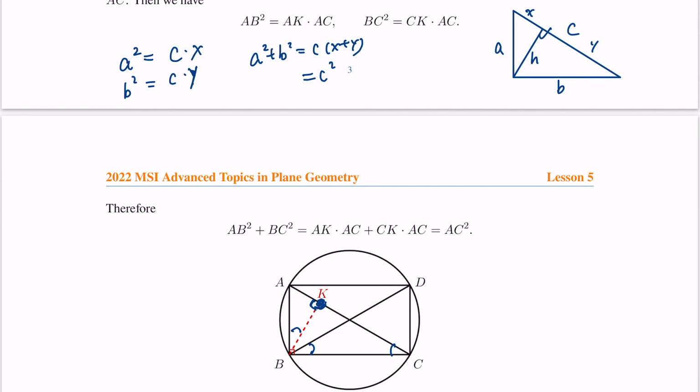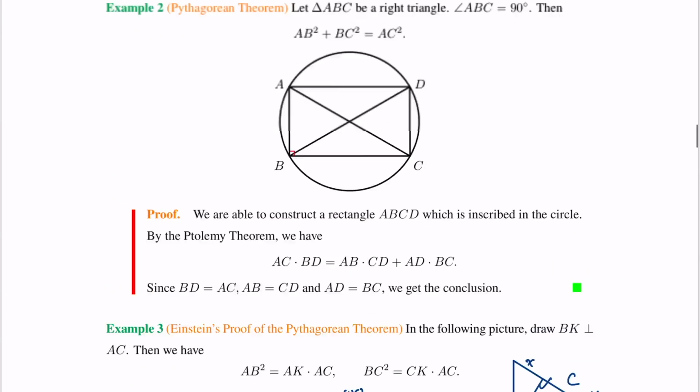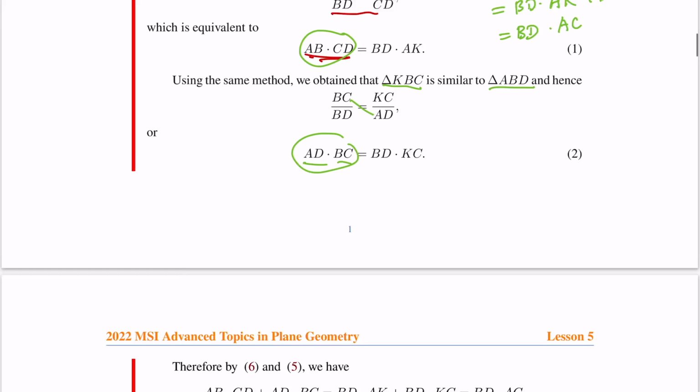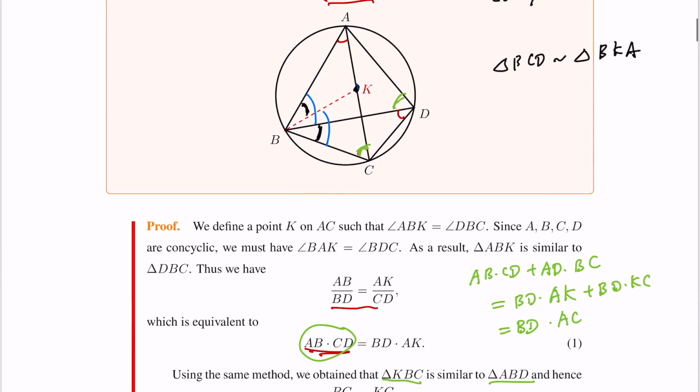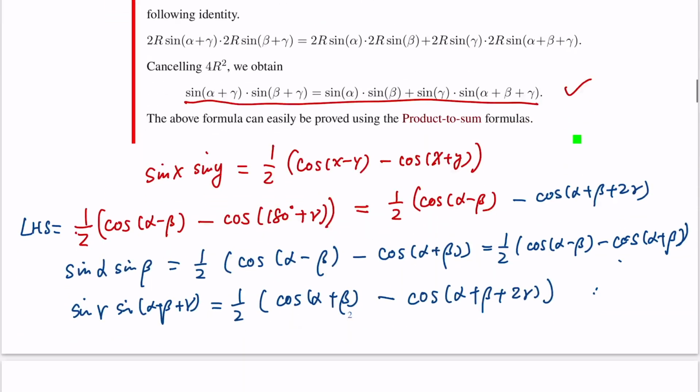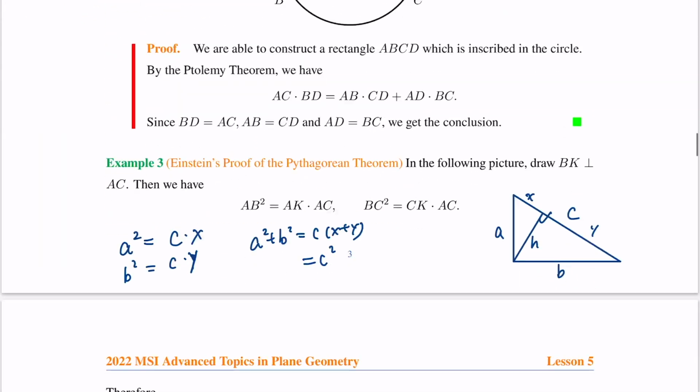So this so-called Einstein proof of the Pythagorean theorem is just the same proof as in the proof of Ptolemy's theorem, in which we try to construct the point K and construct the two similar triangles. Okay, so of course the proof here is more general, but in the special case, that would give us the proof of the Pythagorean theorem. That's the point I want to make, and I think that's interesting.